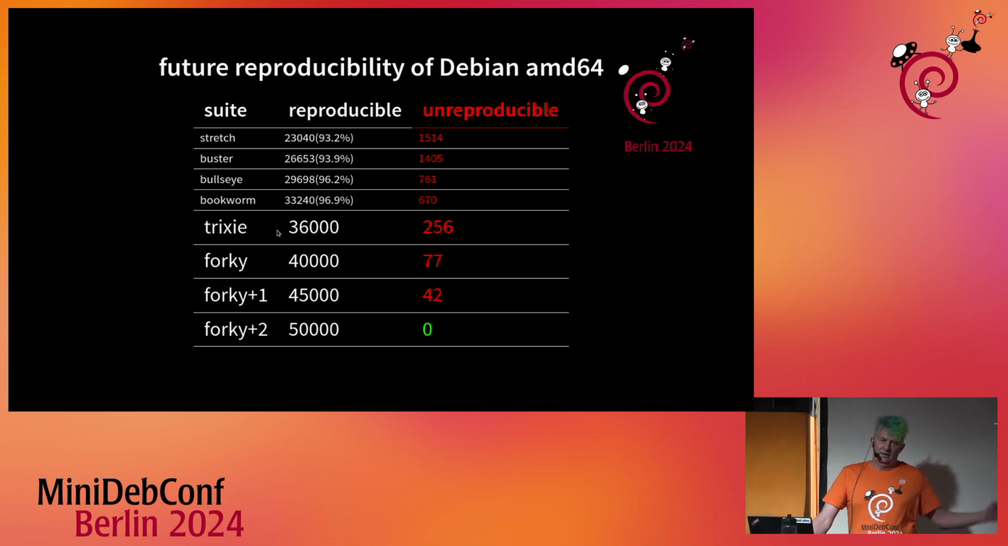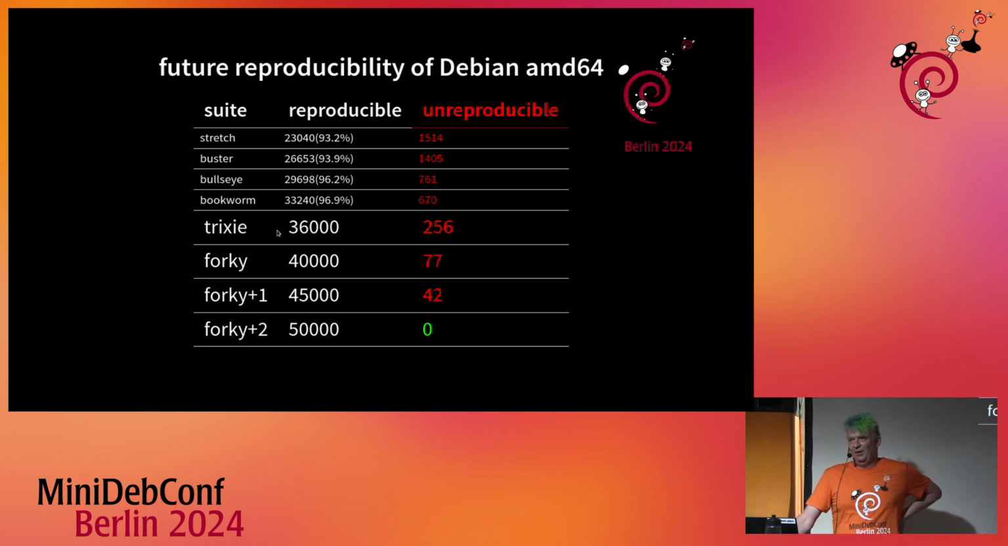And like Trixie only having 200 unreproducible packages, and then really get down quick, just 3-4 Debian releases. But yeah, I don't want to do this forever.